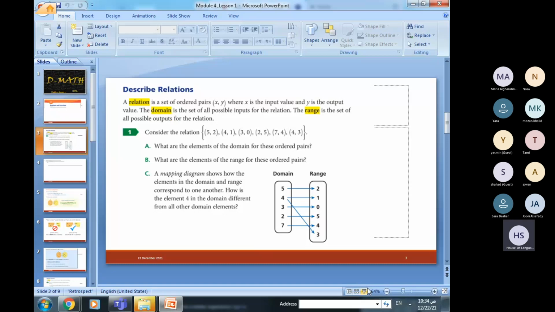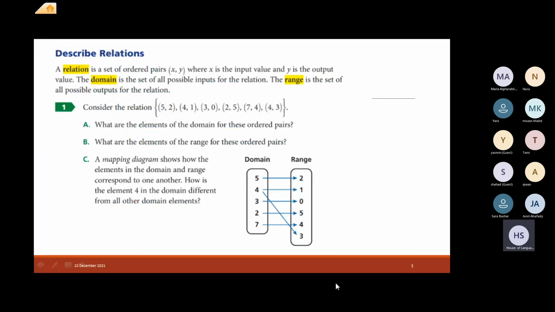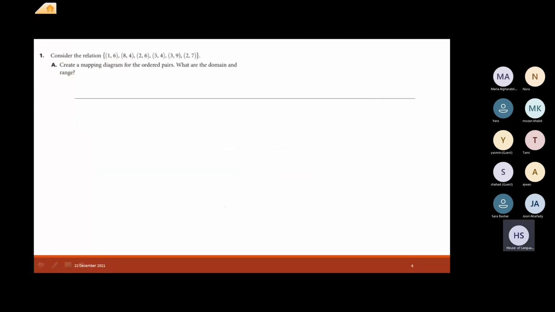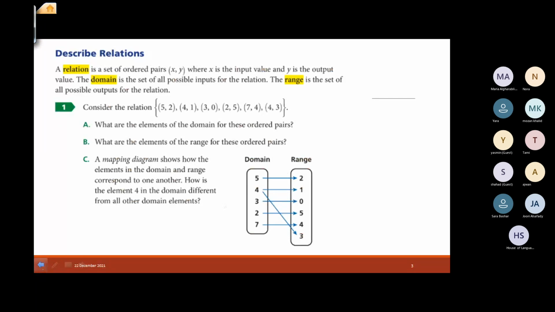Now let's come back to our example here. The domain: 5, 4, 3, 2, and 7. And look here, 4, I will not write it because it's repeated. Now the range: 2, 1, 0, 5, 4, 3. Then I will connect each input with its output. This is what we call a mapping diagram. So we know how to write the domain and the range, and how to draw the mapping diagram. When we write the domain, don't repeat the numbers, and the same for the range.